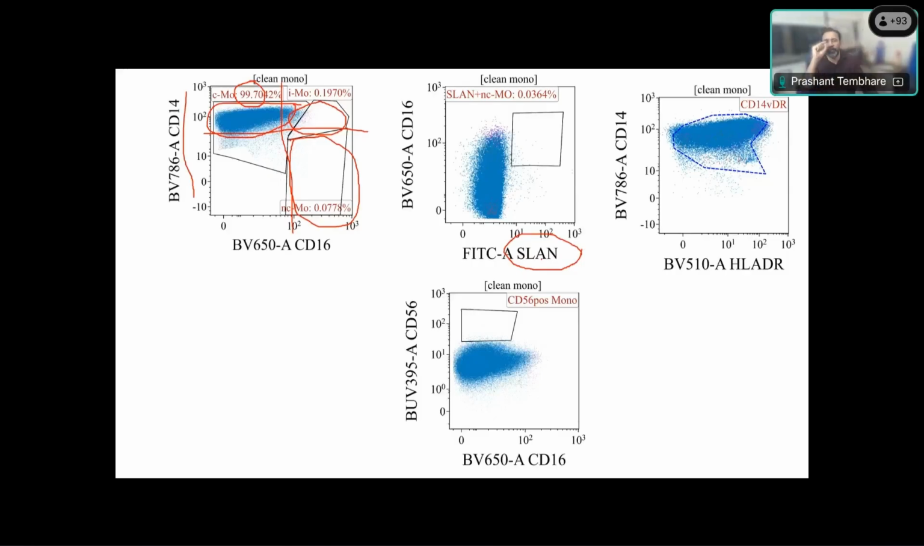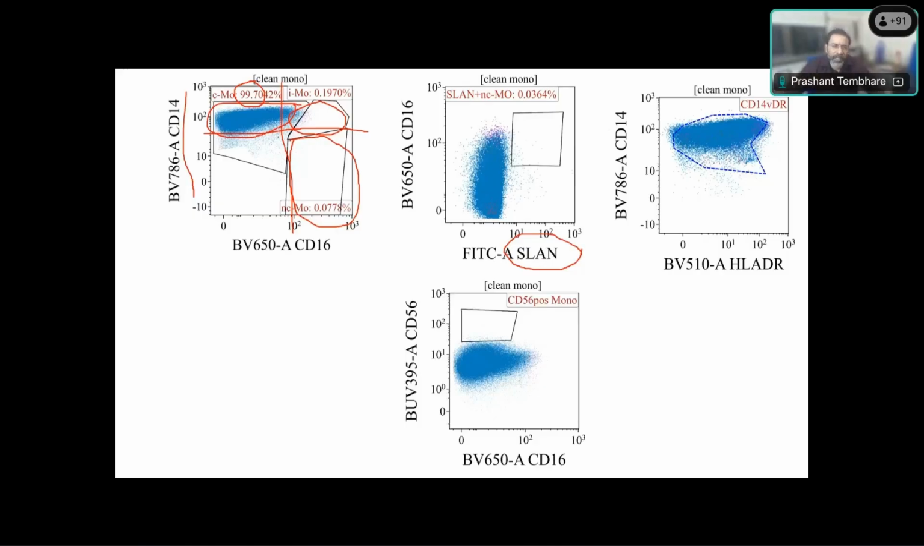Now, how does this 1.7% come? This is from multiple studies, a study by a French group, a study by the MD Anderson group. They have shown that SLAN is expressed in more than 1.7% of the non-classical monocytes. If you have less than 1.7% of cells showing SLAN positive monocytes, then it becomes a case of classical monocytes. Okay, it becomes a CMML.